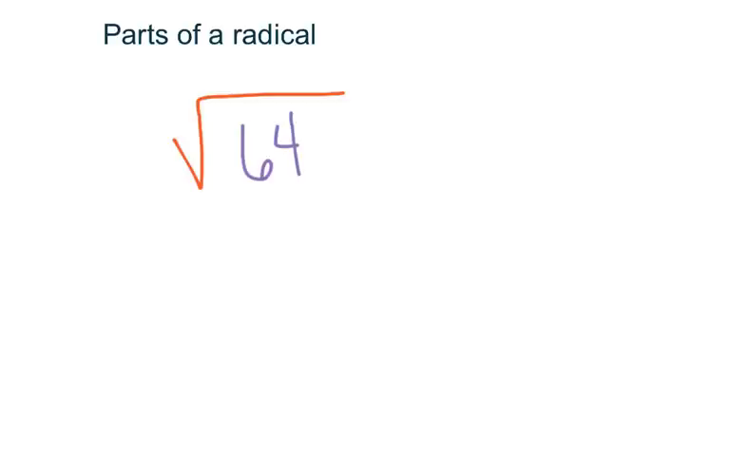The expression that you see here can be read in two different ways. One way is to say the square root of 64, and the other is to say radical 64. We're going to talk about the different parts of this. The first part is the symbol here, which is the radical symbol. And the number underneath the radical symbol is called the radicand.